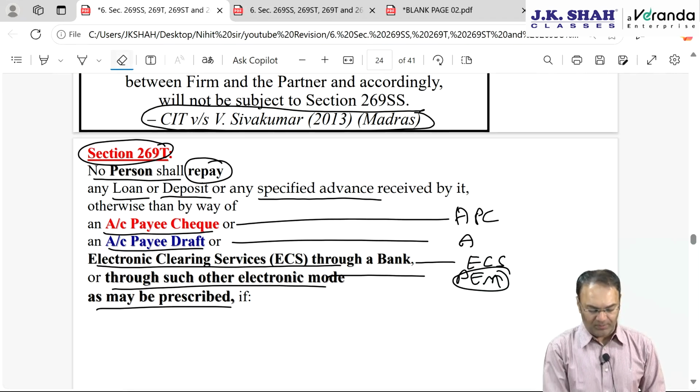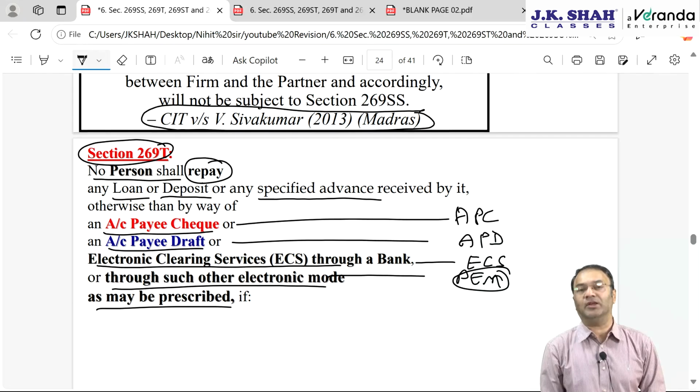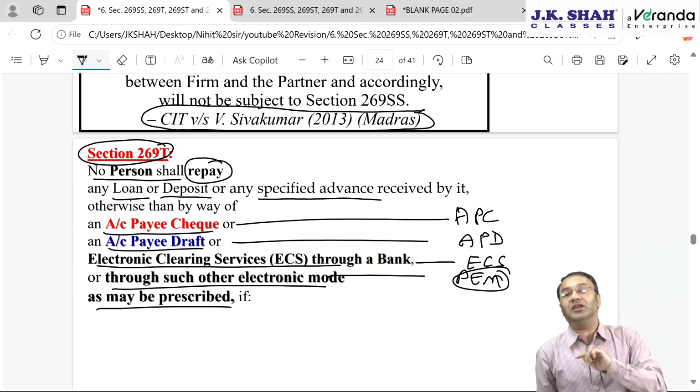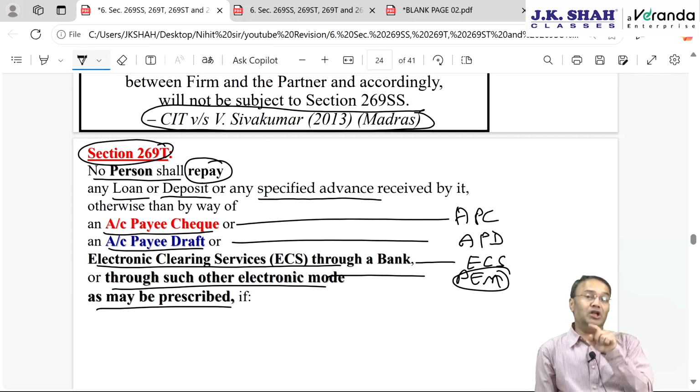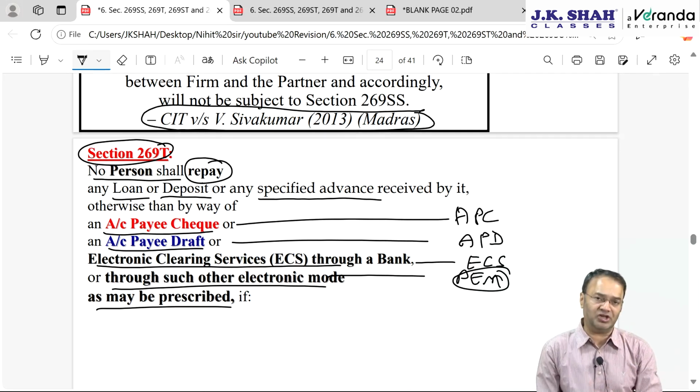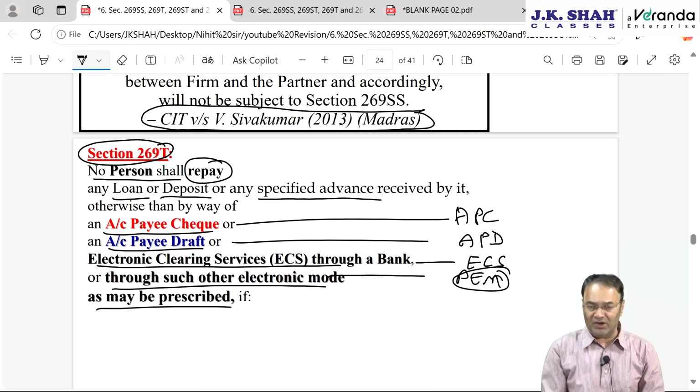Otherwise, what will happen if anybody repays? But when is this section applicable? Answer: this section is applicable if the transaction is in cash and the amount involved is 20,000 or more. In 269SS, we had to check the amount of fresh loan, outstanding plus interest as on the date of taking the fresh loan, fresh plus outstanding including interest. Everything had to be checked. Here also the same.